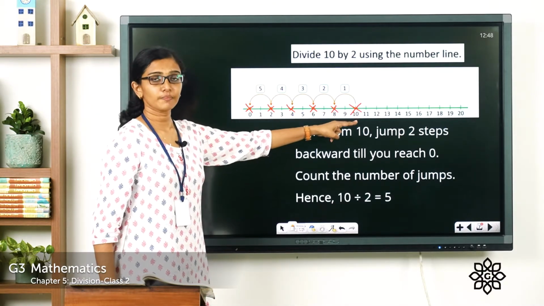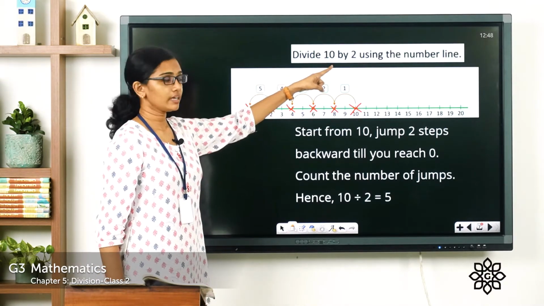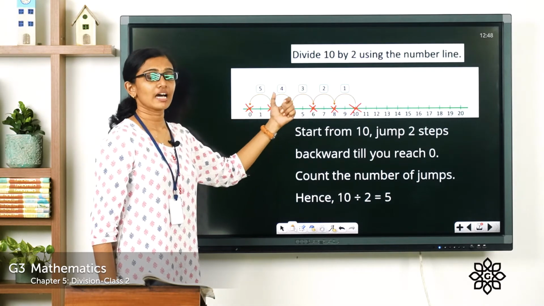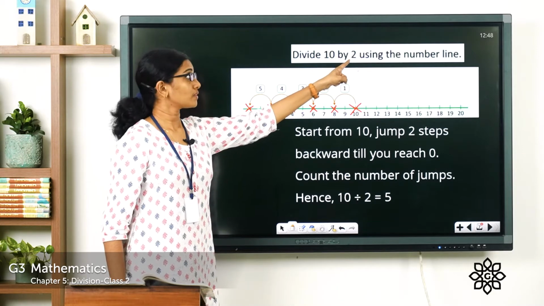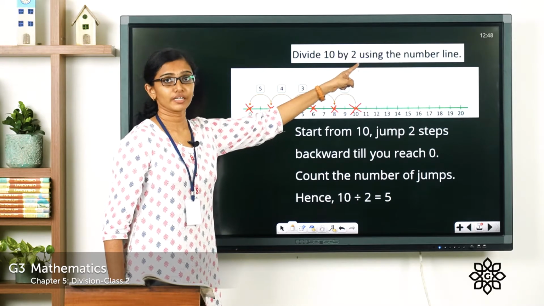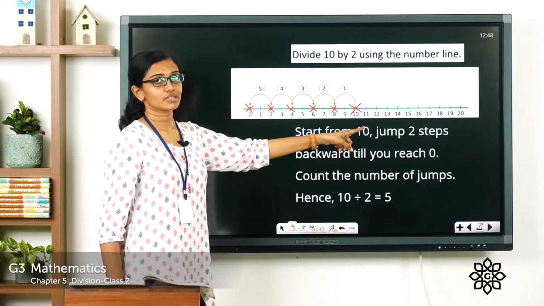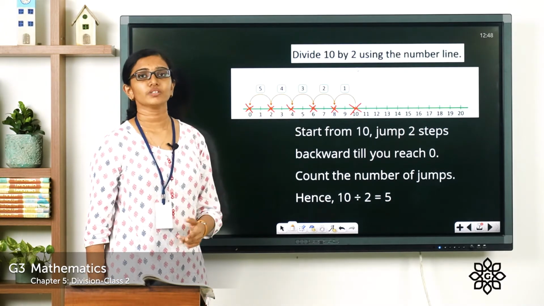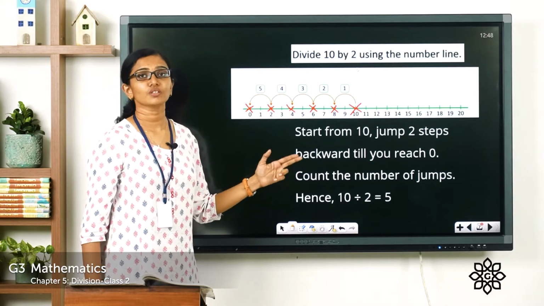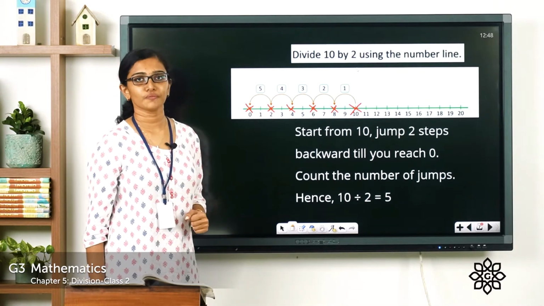You stand at the point where it is the dividend and you have to jump backwards. How many steps? You have to jump the number of steps which is equal to the divisor. So here it is 2. So you have to jump 2 steps backwards and you continue the jumping until you reach 0. And the number of times you jumped will be the quotient for the division.